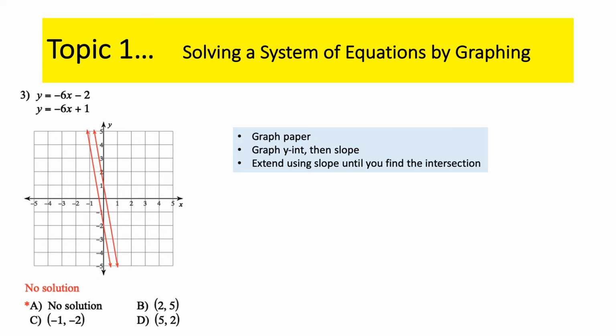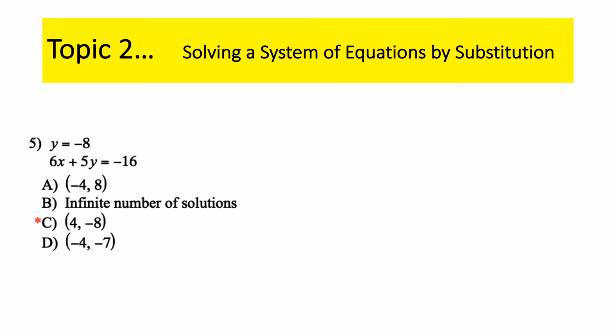All right, topic 2, same idea. We're solving a system of equations. This time we're going to do it by substitution. Remember doing this? I will tell you, for the ones that say solve by substitution, one of the equations will already be solved for one of the variables, either y or x. In this case, it's already solved for y.